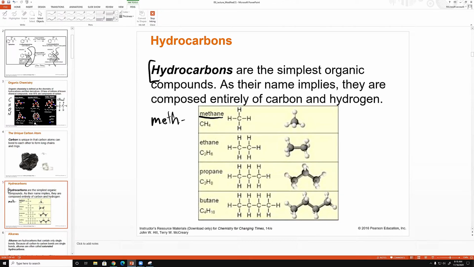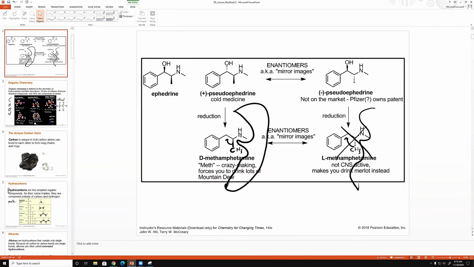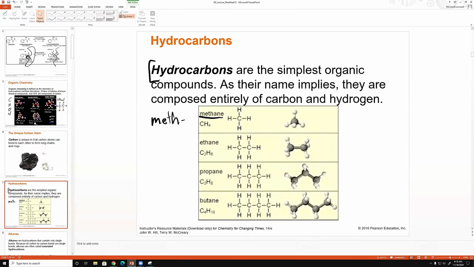So here, I'll show you why. Here's methamphetamine, and this is the meth group right here, methyl. The CH3 is 1 carbon, and the rest is the amphetamine. So that's where they come up with a name.